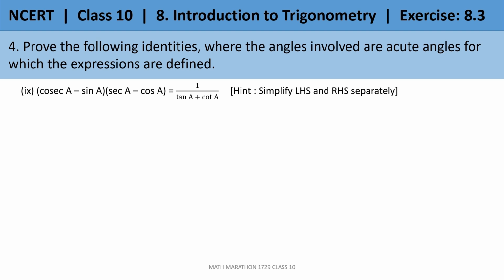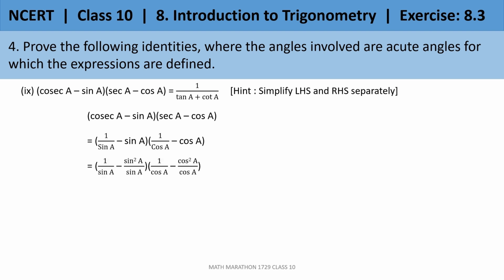Prove the following identity. Section 9. (cosec A − sin A)(sec A − cos A) = 1/(tan A + cot A). Hint: simplify left hand side and right hand side separately. Let us start with the left hand side. (cosec A − sin A)(sec A − cos A) is equal to (1/sin A − sin A)(1/cos A − cos A).